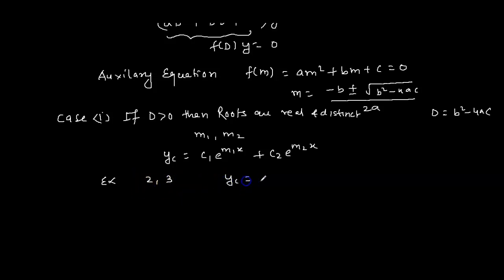So we can write yc is equal to c1 e to the power of 2x plus c2 e to the power of 3x. Similarly, if we are given 3, 4, 5, that means 3 roots. When a cubic equation is given, we get 3 roots, which are real and distinct. All 3 are different. So for yc we just have to write the algebraic sum of all the individual terms.